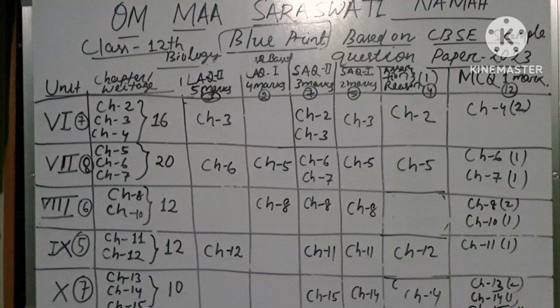So again I repeat, there will be 5 sections. Section A is MCQ based or assertion and reason based, with 16 questions. Section B will be the 2 mark questions, 5 questions. Section C will be the 3 mark questions, 7 questions, total 21 marks. Section D is the case based questions, 2 questions, for 8 marks. And the last, section E, will have the 5 mark questions, 3 questions.